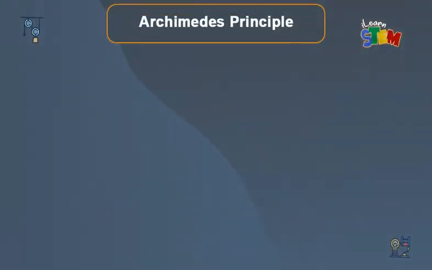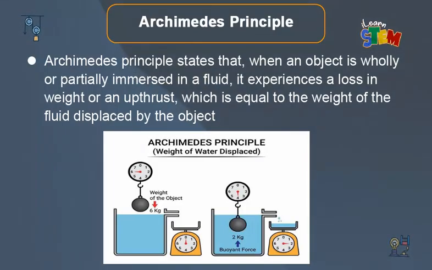Archimedes principle defines the behavior of objects in fluids, liquids or gases. Archimedes principle states that, when an object is wholly or partially immersed in a fluid, it experiences a loss in weight or an upthrust, which is equal to the weight of the fluid displaced by the object. This principle explains why objects float, sink, or remain suspended in a fluid.